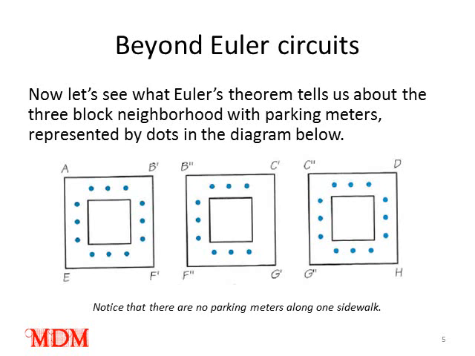Notice that we have streets in between the blocks. There's a street that goes from B prime to F prime, and the width of that street is shown from the distance from B prime to B double prime. In a similar way, we can look at C prime and G prime and C double prime and G double prime. That area indicates that we have a street. Also notice that there are no parking meters along one of the sidewalks, C prime, G prime.